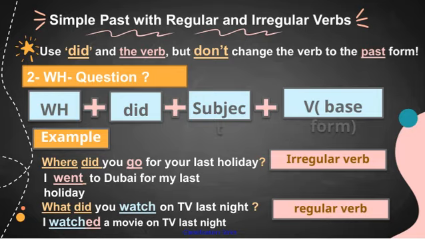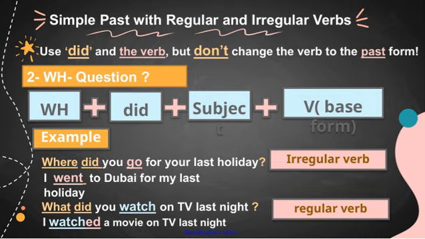Today, I want to talk about how we form questions in the past tense using the simple past with both regular and irregular verbs. On this slide, I've given two examples. I watched a movie on TV last night, and I went to Dubai for my last holiday. Notice that in these sentences, the verbs watched and went are in the past tense. Now, when we make questions using these past actions, we use the auxiliary verb did. For example, what did you watch on TV last night? And where did you go for your last holiday?